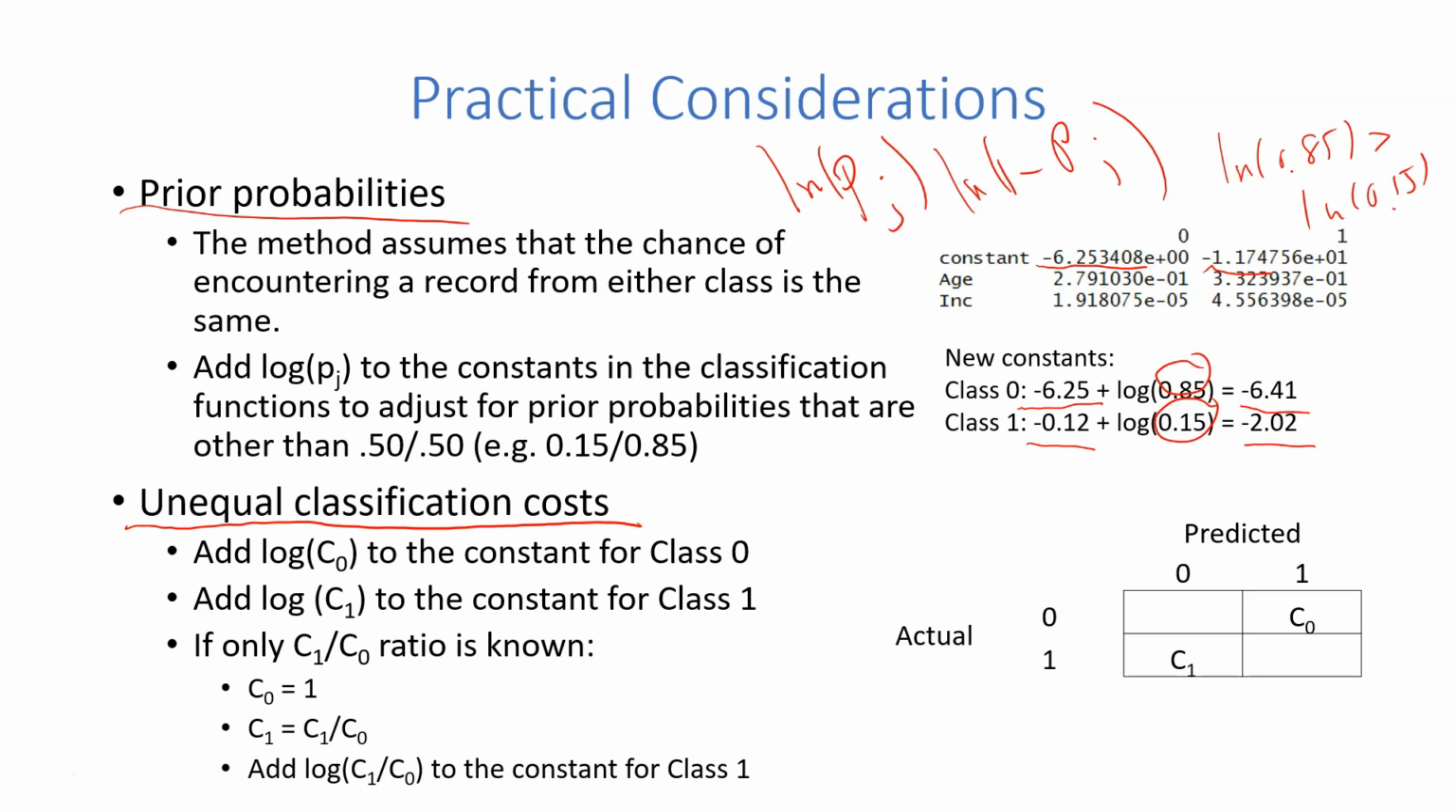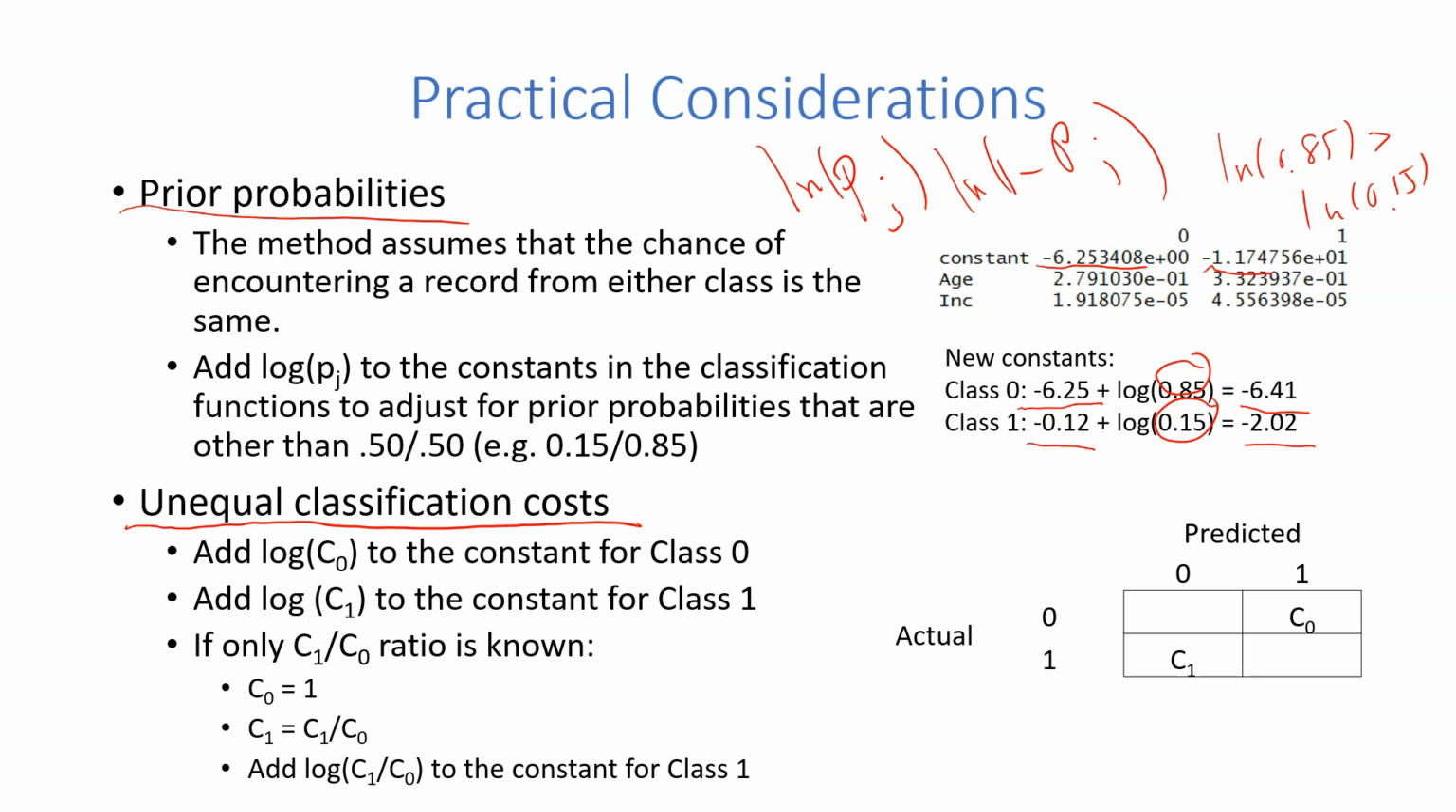So how would we account for the unequal misclassification costs in our classification functions here? A similar approach to the method we used to deal with prior probabilities can be employed. We can adjust the constants in the classification functions to help classify more cases into one class than the other class. In this case, instead of adding the log of prior probabilities to the constants, we will add the log of misclassification costs to the constants.